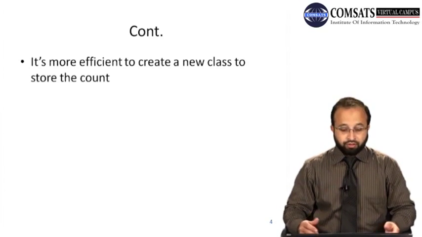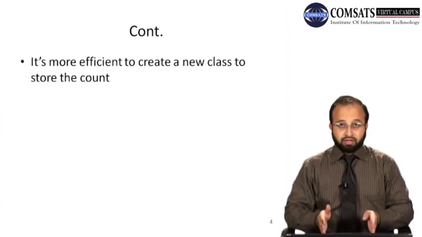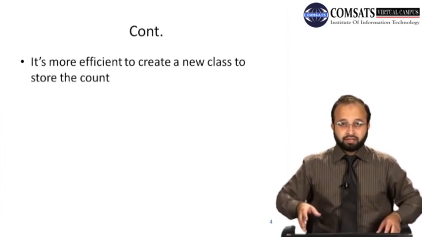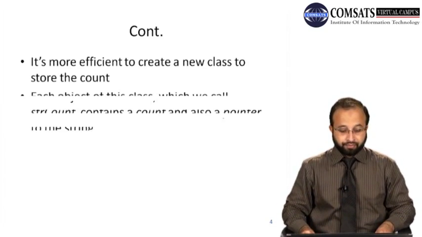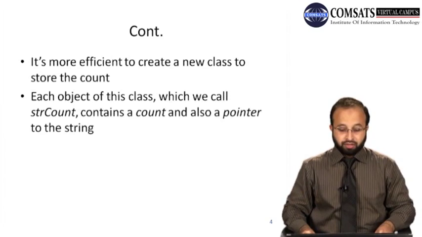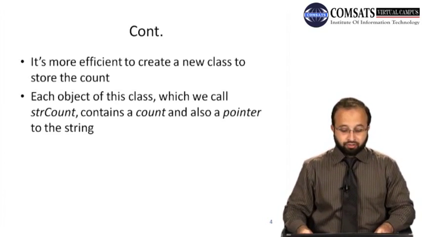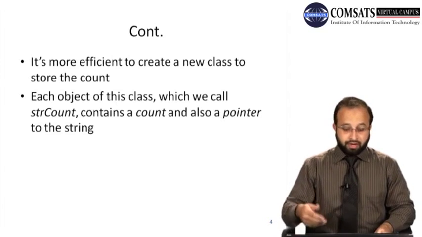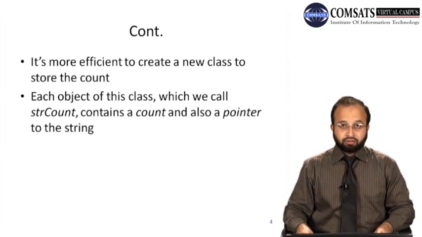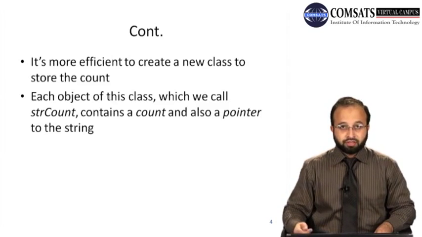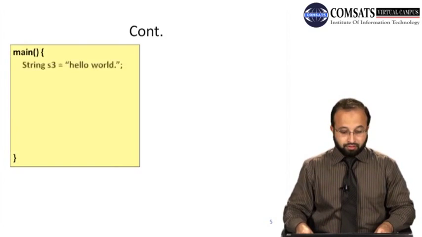To solve that problem, we introduce a count class that lies in between the string class and the array of character. So each object of this class, that is the count class, which we call str count, contains a count and also a pointer to a string. ये हमने previous lecture में भी काफ़ी डिटेल से देखा था। Let's start with that कि वो जो string count class है उसमें एक count होगा और एक pointer होगा. That pointer is a character pointer. That pointer points to an array of character. So that is a string.